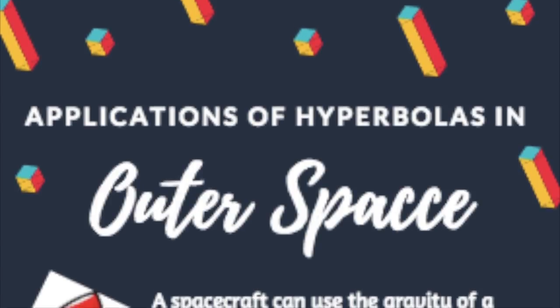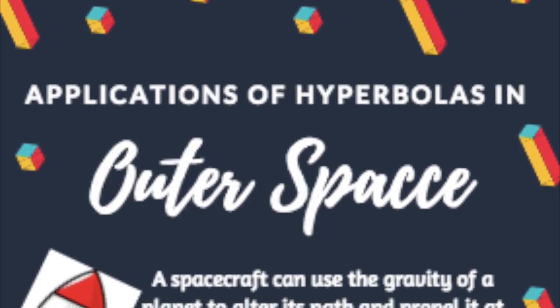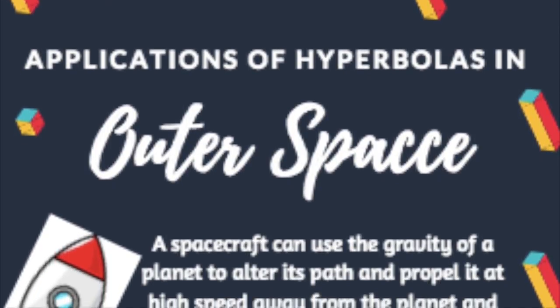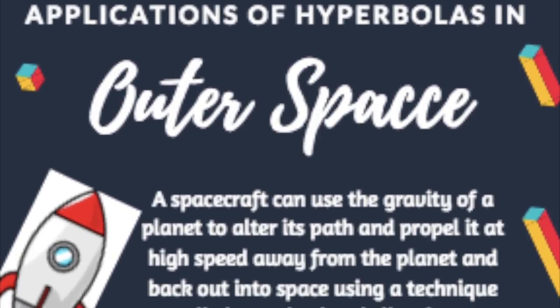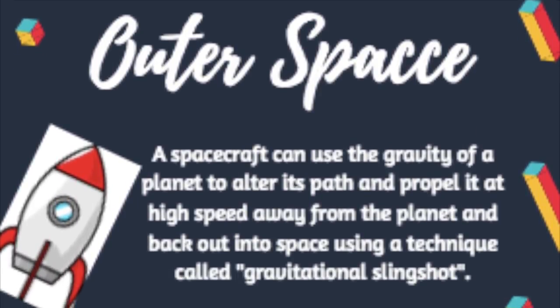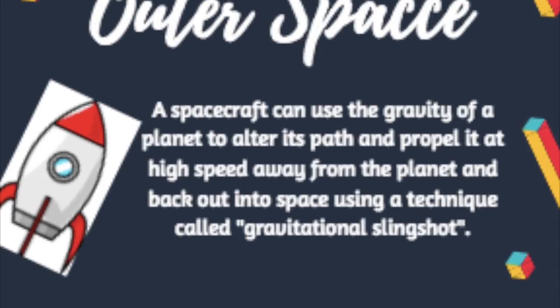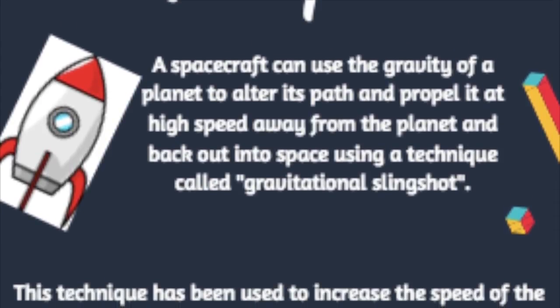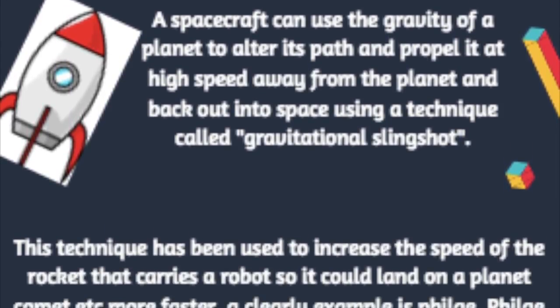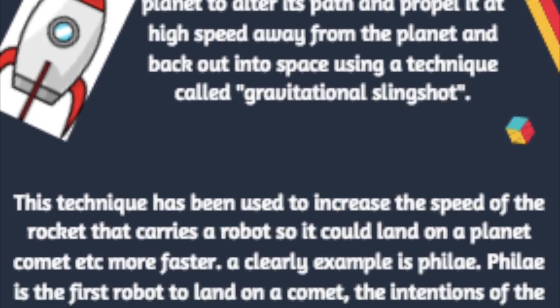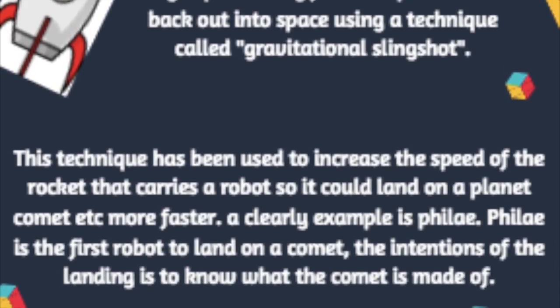The orbit of a spacecraft can sometimes be a hyperbola. A spacecraft can use the gravity of a planet to alter its path and propel it at high speed away from the planet and back out into space using a technique called gravitational slingshot. Some theories explain that the shape of our universe is the same as a hyperbola.